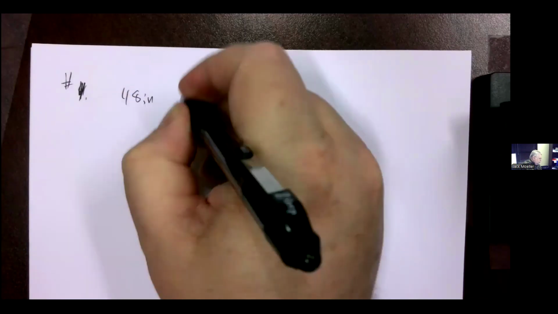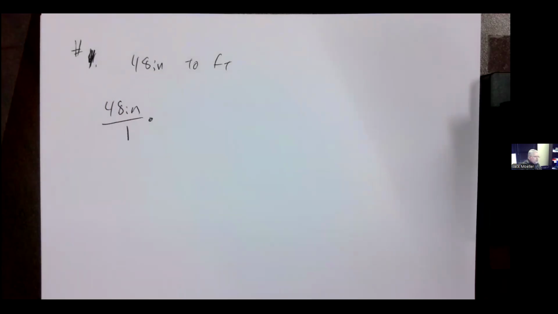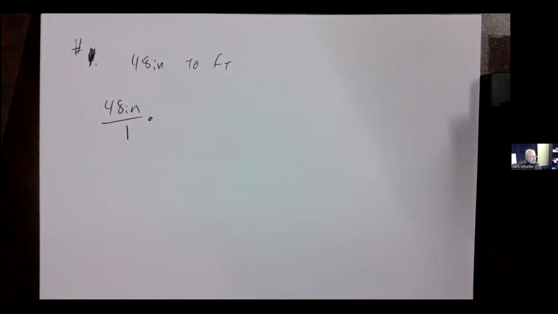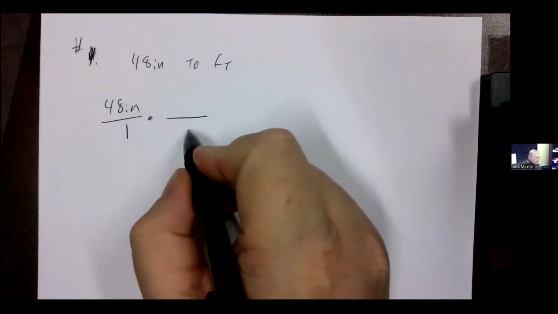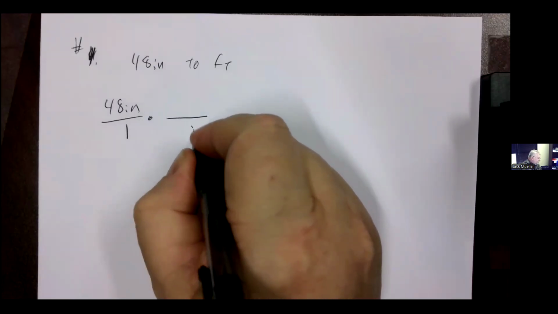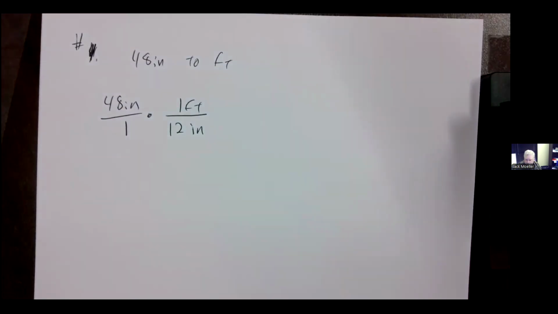48 inches to feet. To set the pattern, the starting units, put that over 1, the fraction. Now we need a conversion factor. What do we know about inches to feet? We know 12 inches is 1 foot. Here's where the fractions are your friends, because we need to get rid of inches. Inches are on top, so on the next fraction, inches go on the bottom. The 12 inches is 1 foot. So the inches are canceled.